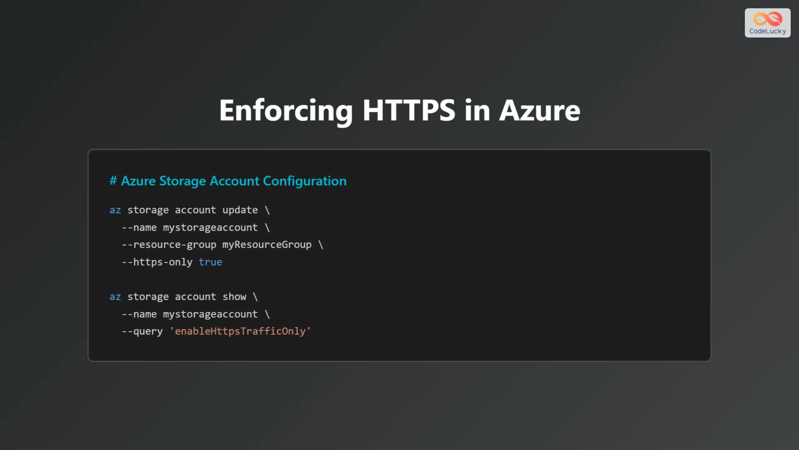Here's how to enforce HTTPS-only traffic in Microsoft Azure. Using the Azure command line interface, we run the storage account update command, specifying the storage account name, resource group, and set the HTTPS-only parameter to true. This ensures that all requests to your storage account must use encrypted HTTPS connections. You can verify this setting by running the storage account show command and querying the enable HTTPS traffic only property. This is a critical security hardening step that prevents unencrypted access to your cloud storage.